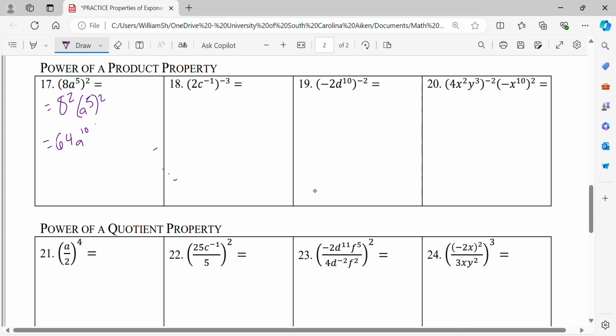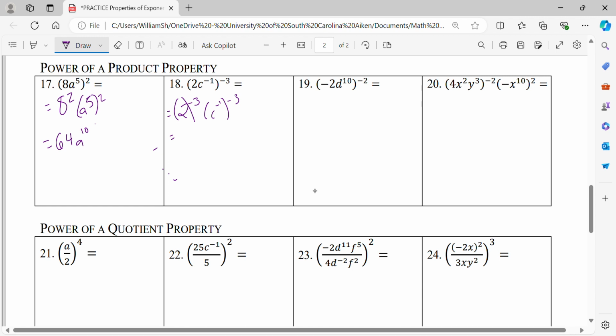If I have an exponent here, whatever's in that parentheses has to get that exponent. Each of those terms do. So in number 18, when I have parentheses 2c to the negative 1, all raised to the negative third power, I need to apply that negative third to both of those terms. So I need to have 2 to the negative third, and I also need to have c to the negative 1 to the negative third. Now if you want to, of course, you can put that 2 in parentheses as well. That's fine. Just a notational thing. Still works out the same way.